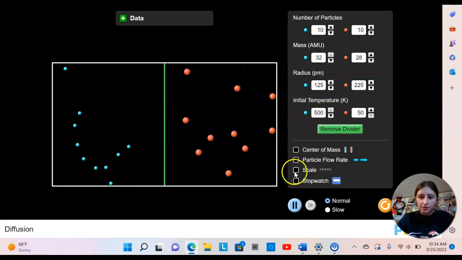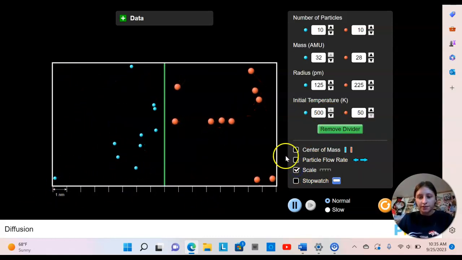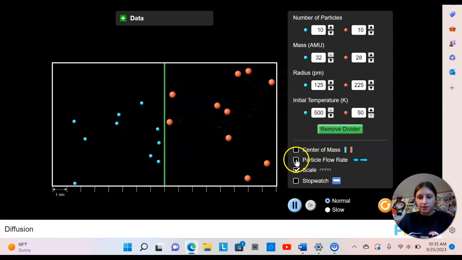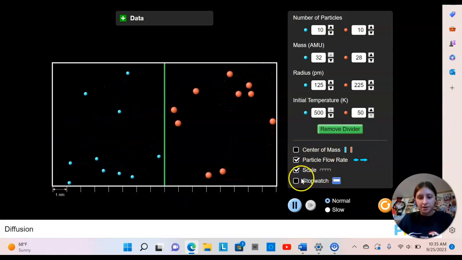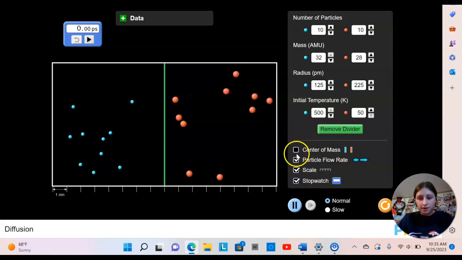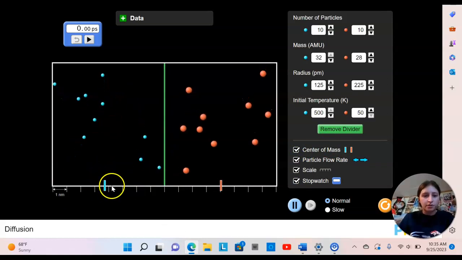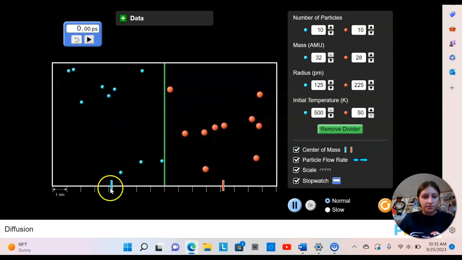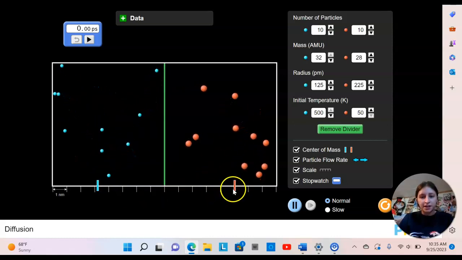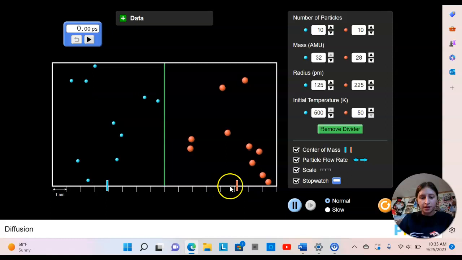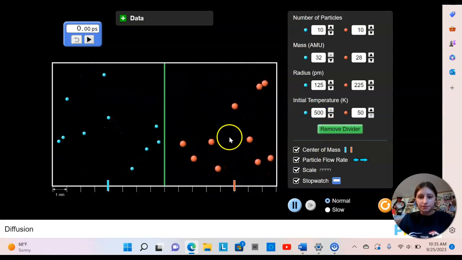So after you try that, I want you to put on your scale so that you can see how much they're moving. Then you're going to put on the particle flow rate. You don't see it right now, but it'll show up in just a second. A stopwatch and the center of mass, so you can see where most of the particles are on this side. You can see the blue line's moving a lot more on this side since the particles are moving more. And you'll see on the red side, they're barely moving because their mass and the radius are so large.